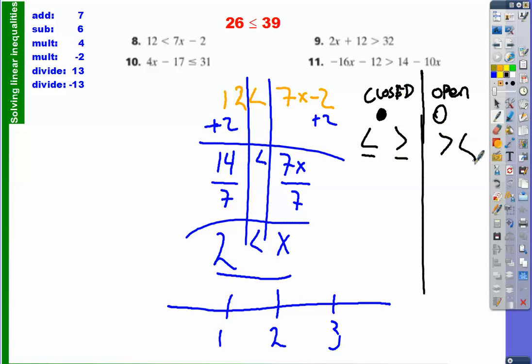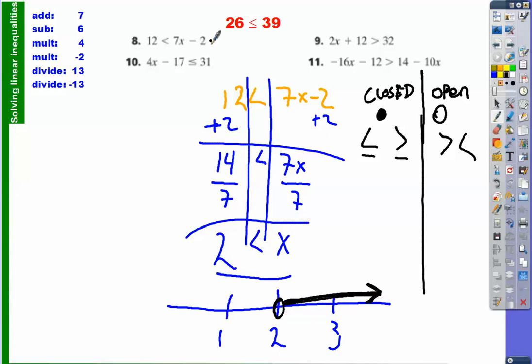So we have these. So when 2 is less than x, we have an open dot because it cannot equal 2. And x has to be greater than 2. So that means x is going to be bigger than 2. So all of the numbers to the right of 2 should satisfy this inequality.